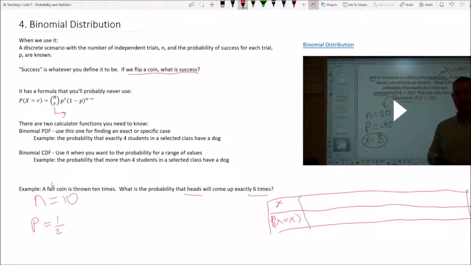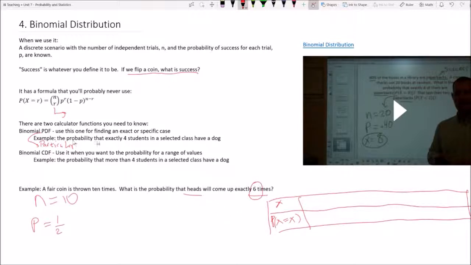And there are 2 commands that you need to be aware of in the calculator: binomial PDF and binomial CDF. And here's the difference. PDF is when we're finding an exact or specific case. And while it doesn't actually stand for this, I think of the P as standing for the word particular, as in, we're testing a particular value, like 6 exactly.